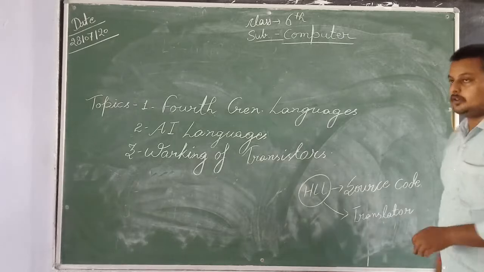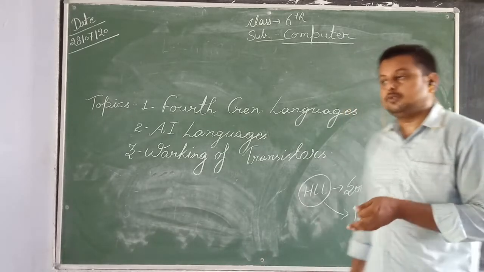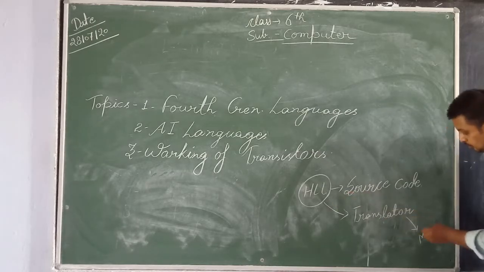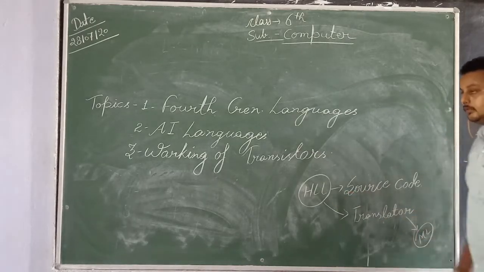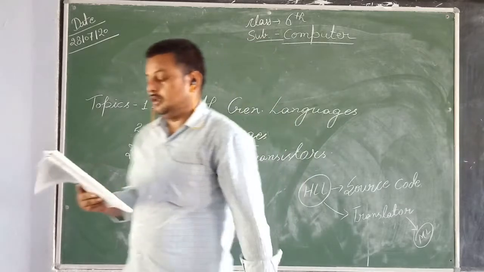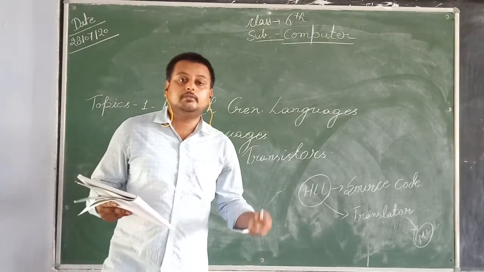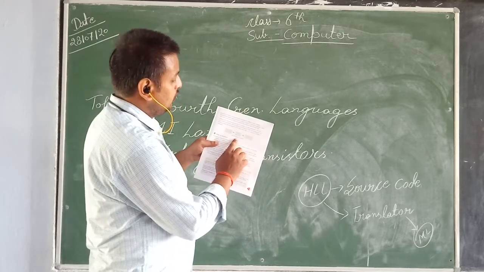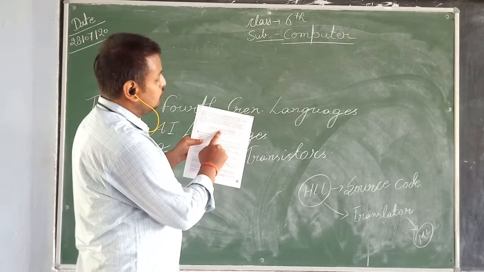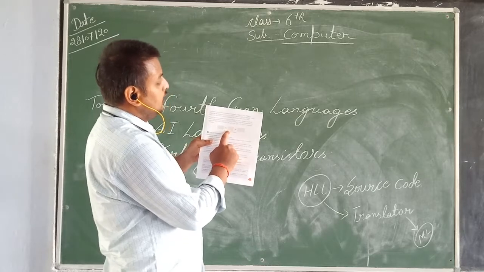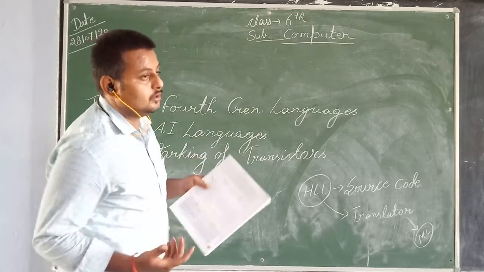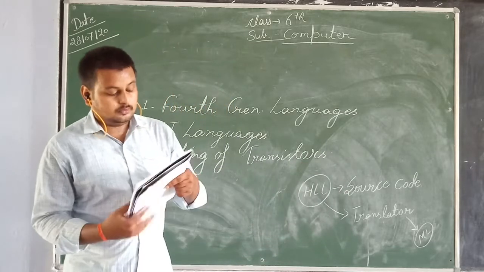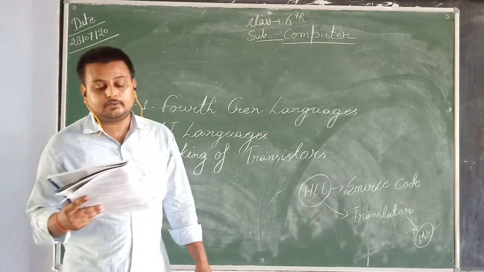And after that, the translator translates that high level language to machine language. It will change HLL to ML, machine language. And after converting these, it will simply understand the instruction given by the user. In figure 1.21, you can see that the source code goes to the translator, and the translator converts the source code into machine code, and after that the machine code is understood by the computer system.